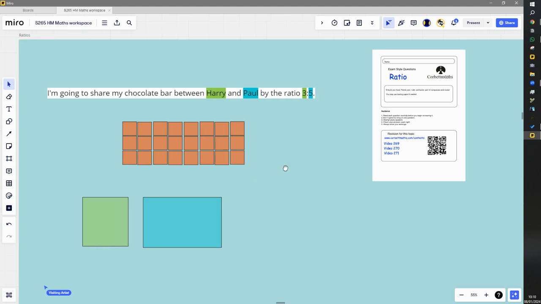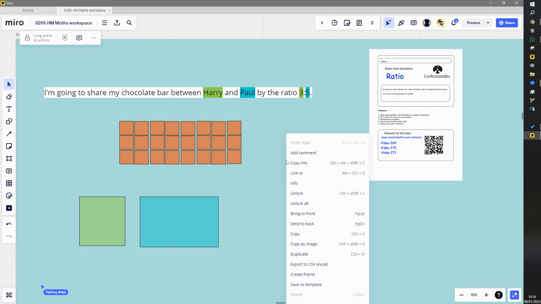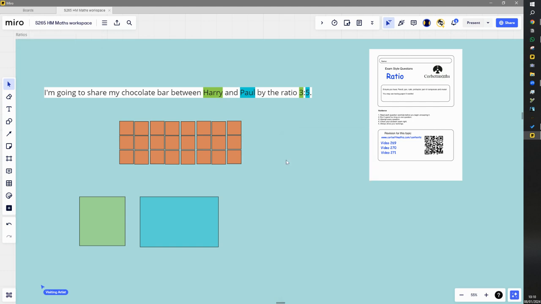And what this means really is that when we look at 3 to 5, we want to read that as if we're seeing it say as 3 parts to 5 parts. So we've got 3 parts of this. We're going to divide this whole thing up so Harry will have 3 parts and Paul will have 5 parts. What do I mean by parts?